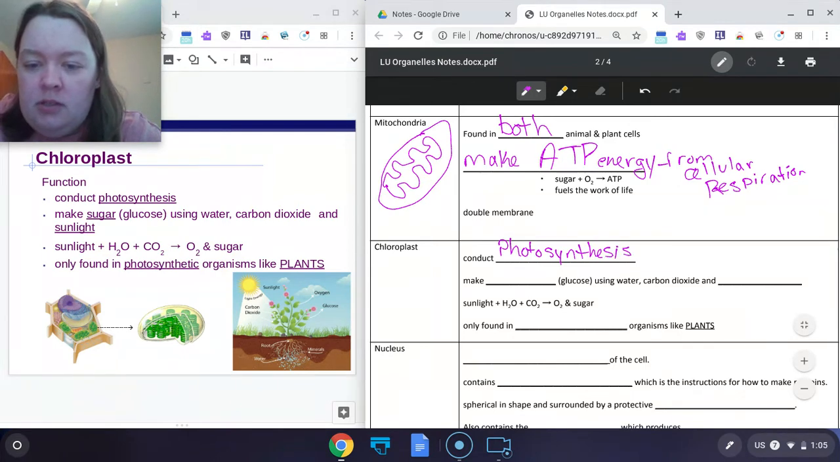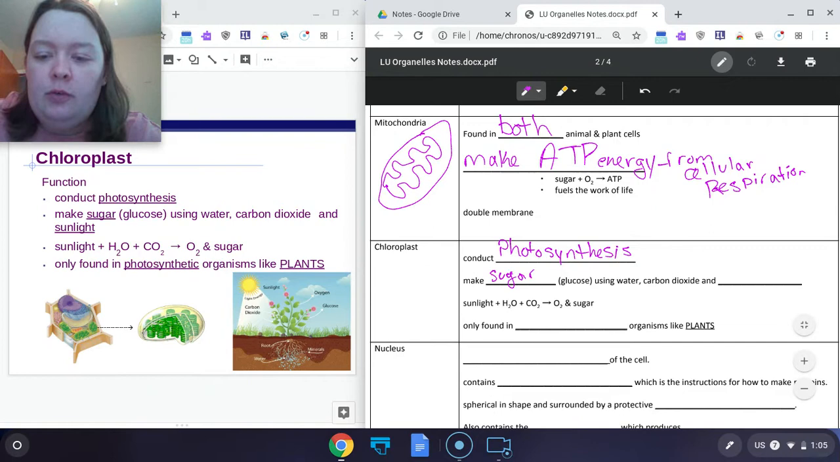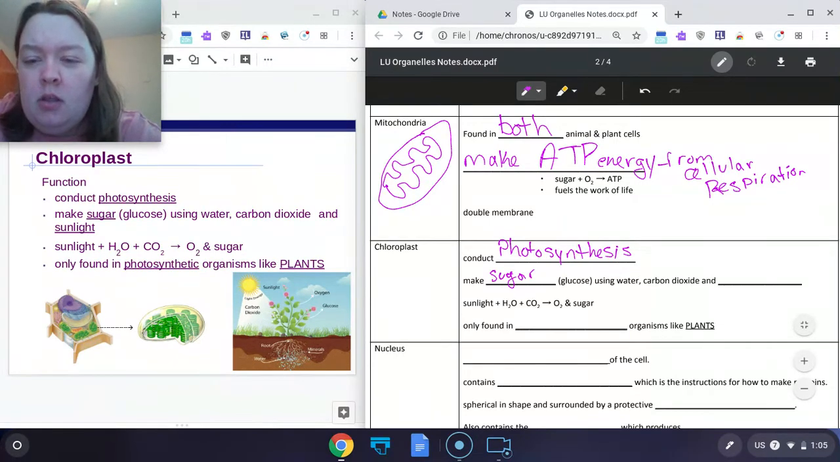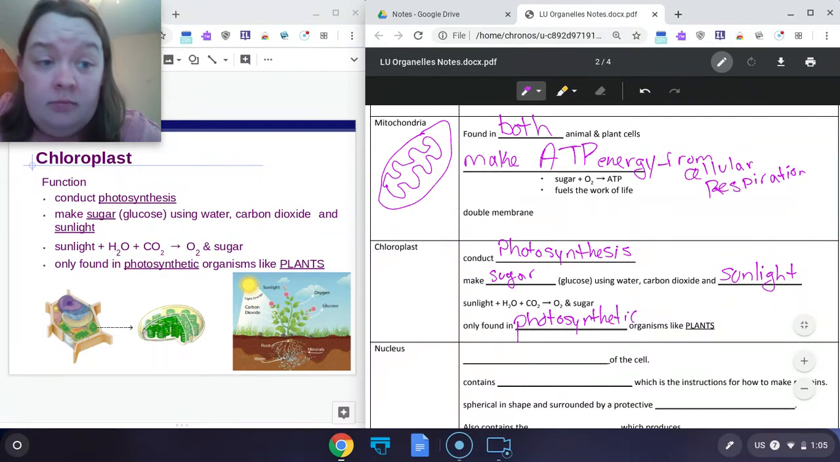And photosynthesis is going to make sugar or food for plants. And it only uses water, carbon dioxide, and sunlight to make that sugar. So this is only going to be found in photosynthetic organisms like plants. So if it's green, it's going to have a chloroplast.